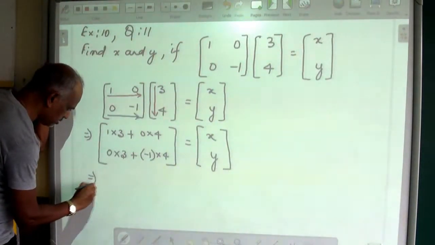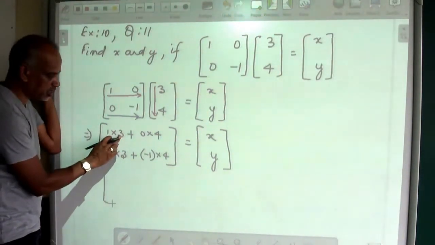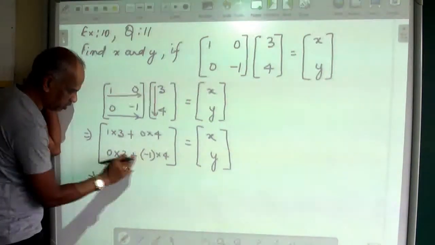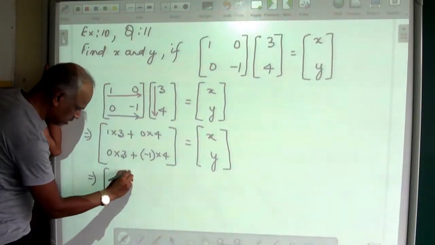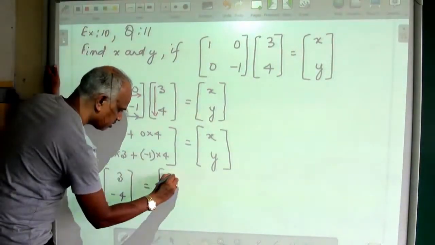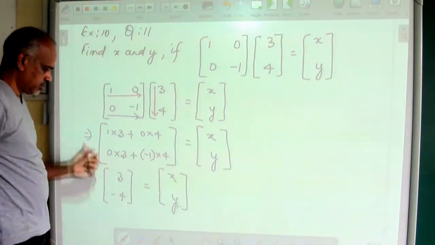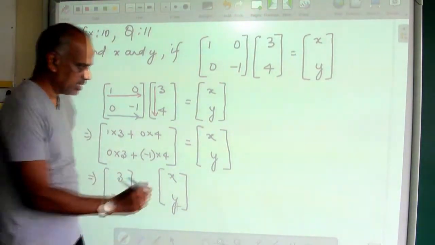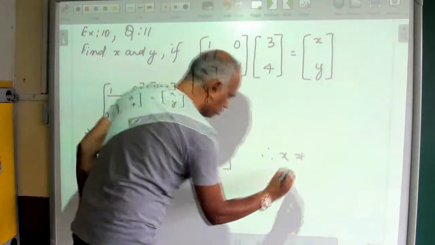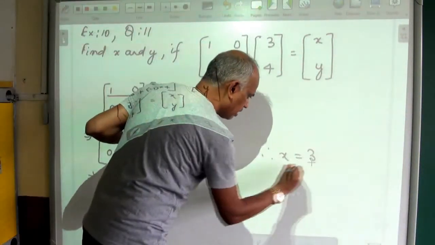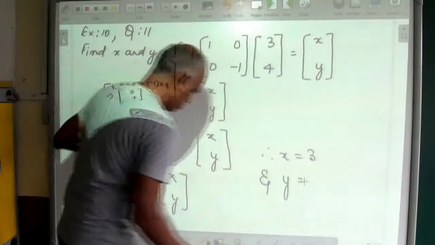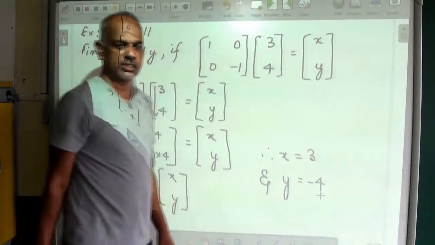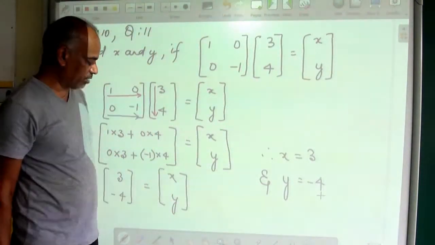Simplify this. 1 into 3 is 3 plus this is 0, that's 3. This is 0 and this is minus 4. 0 minus 4 is minus 4. Is equal to x, y. The two matrices here are equal, which means the first element must be equal to the first element. Therefore, x is equal to, first element here is 3. And y is equal to whatever y is here, which should be equal to this one. That's minus 4. So these are the values of x and y.